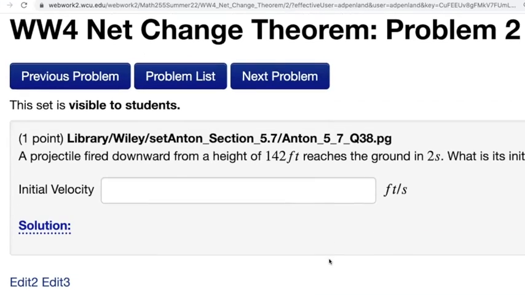Hi everyone. Let's look at this problem from WebWork where we're discussing the net change. It says a projectile fired downward from a height of 142 feet reaches the ground in 2 seconds. What is its initial velocity?